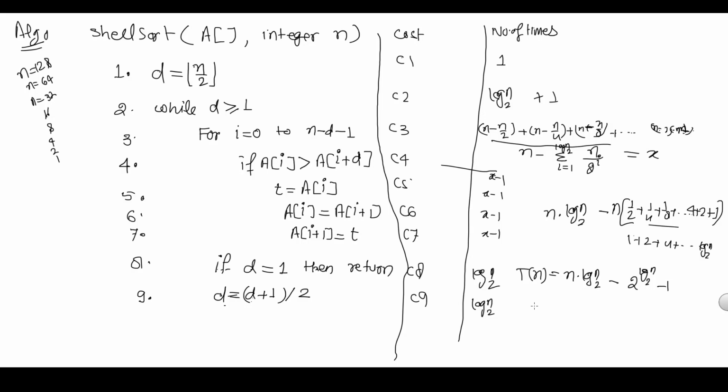Although we have seen several calculations, the running time comes out to be of the order of n to the power approximately 3 by 2, but the actual time is this. So that's all for the shell sort algorithm.